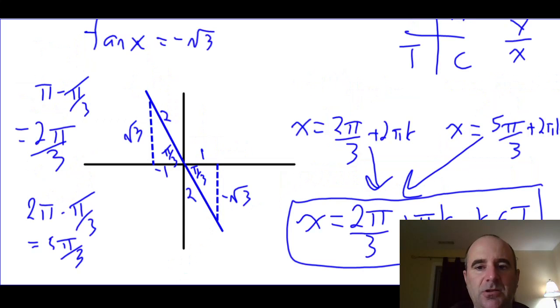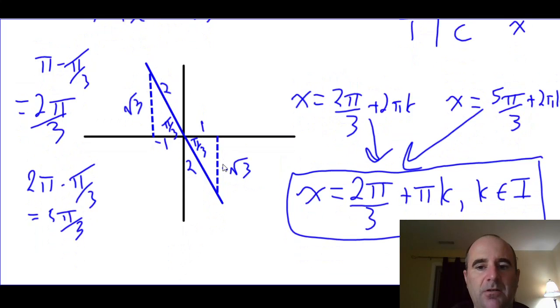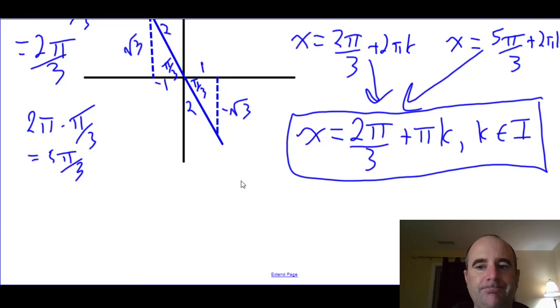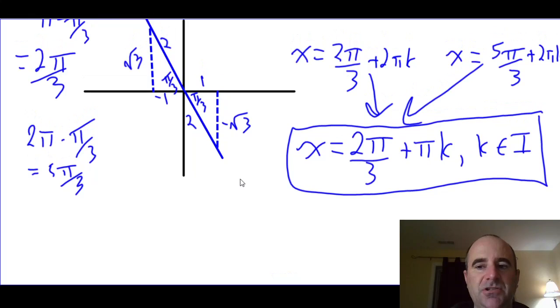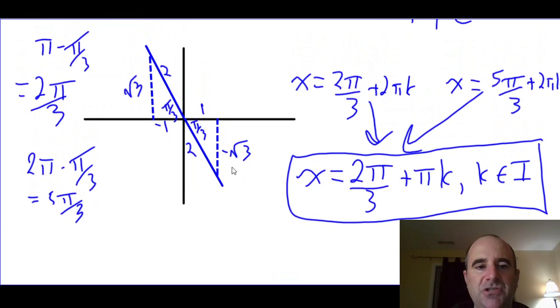Let's take a look at our graph as well, because just like before, we can imagine this solution on a graph, and the idea of us having pi k here and not 2 pi k also has to do with the graph of tan. So let's just take a look at that.